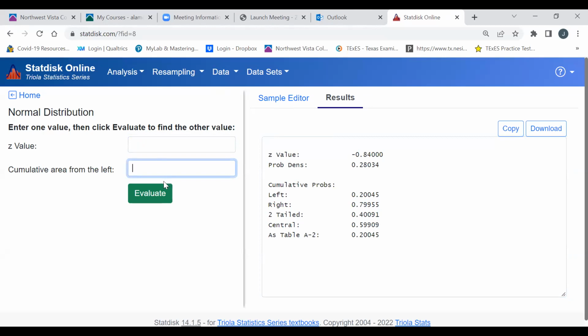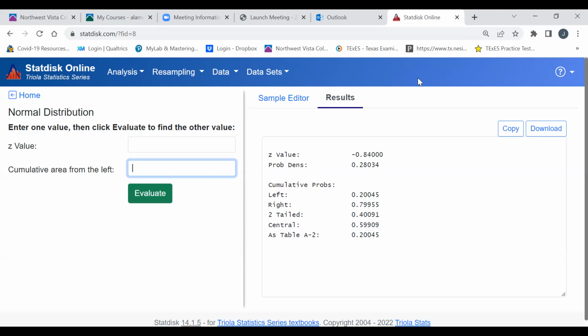So in order for us to find the Z value, here's a rule. The rule is the area of the left side of the curve must always be known. It should always be known in order for you to plug in that number in that box. If you don't know what the left side is, we'll have to do a trick. Okay, so let me show you what I'm talking about.